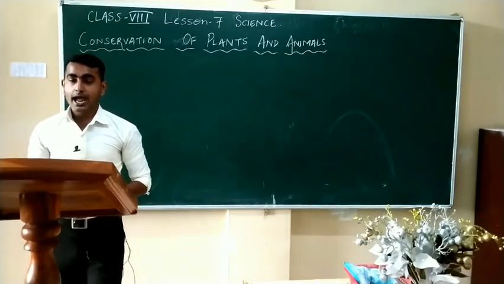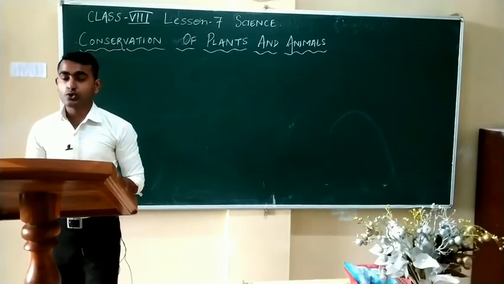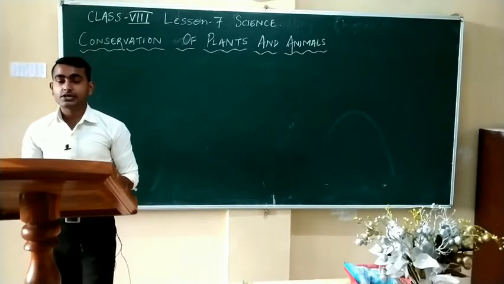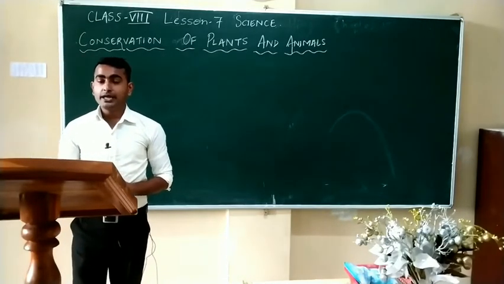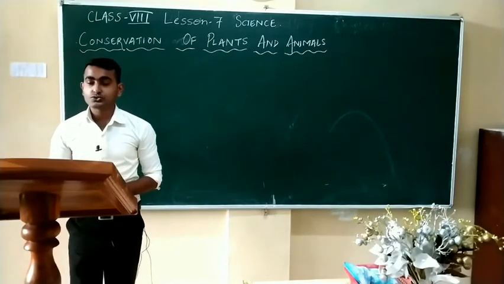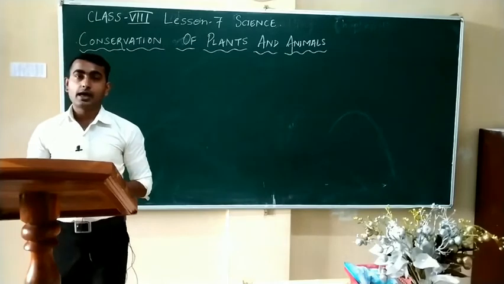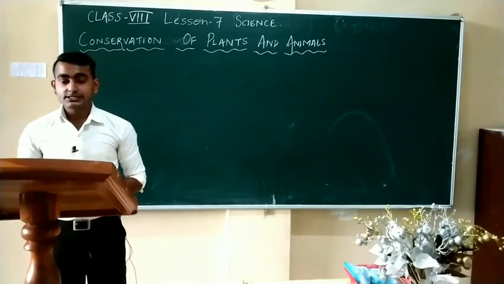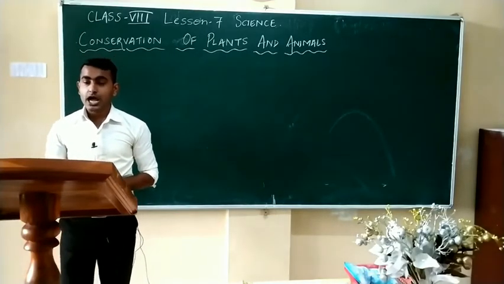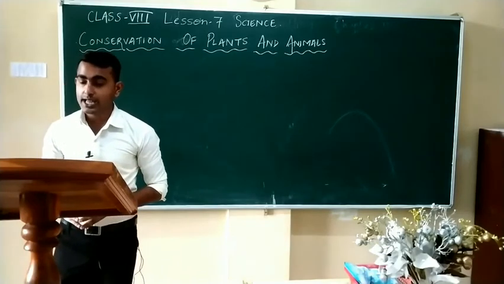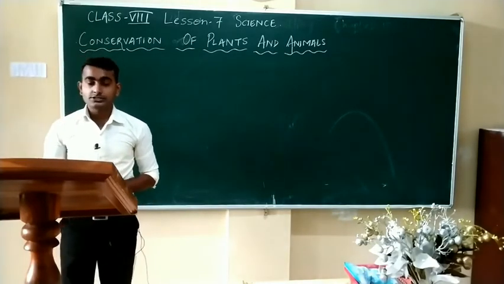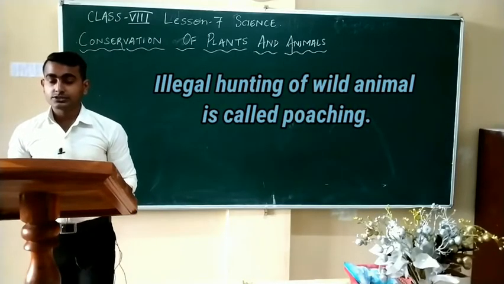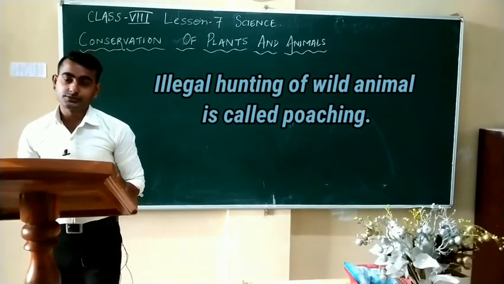Overexploitation and human greed also make some animals endangered. Due to the illegal trade in animal parts, many animal species continue to suffer a high rate of exploitation. Even today, there is a demand for rhino horn, tiger bone, and fur of several animals. These animals are hunted, although it is illegal. Illegal hunting of wild animals is called poaching.